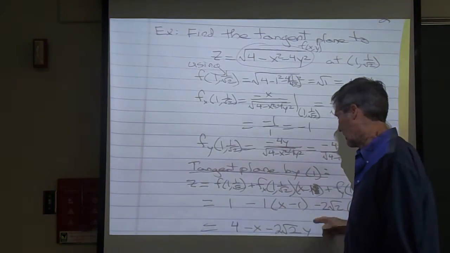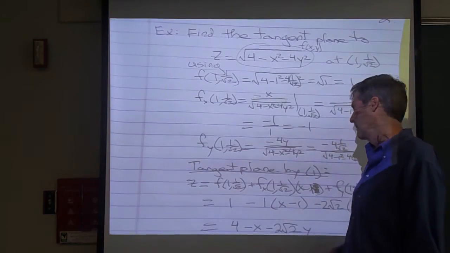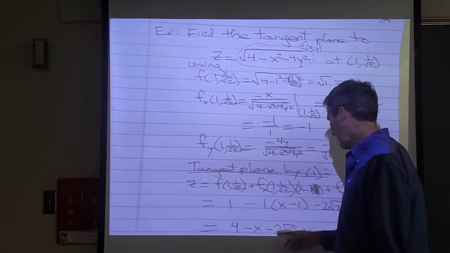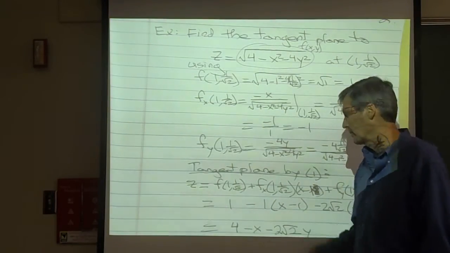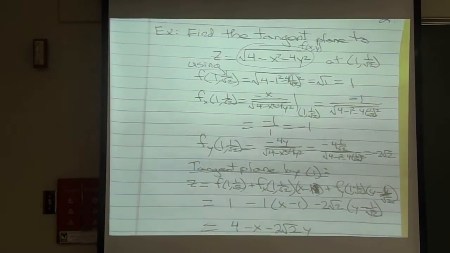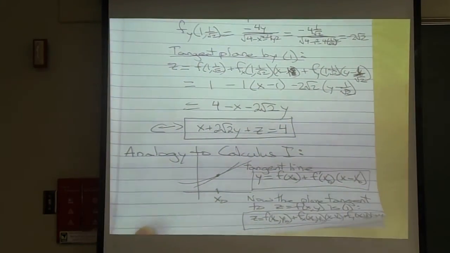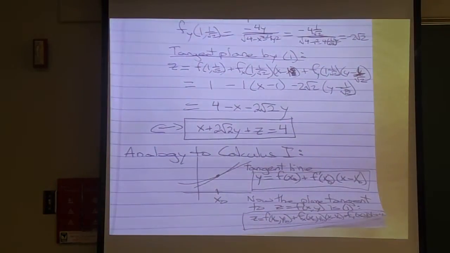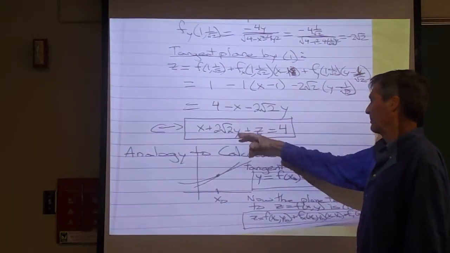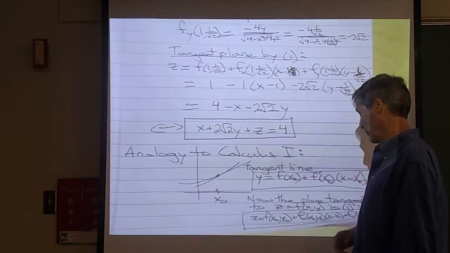Z equals this linear function, ax plus by plus c, in that form. Well, let's put it in the standard form. If I add x over and I add 2 square root 2y over, I can rewrite the thing in its standard form here: x plus 2 square root 2y plus z equals 4. That's ax plus by plus cz equals d. Or you can put minus 4 on this side if you prefer that other form.